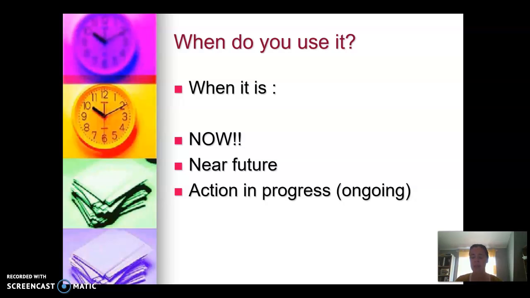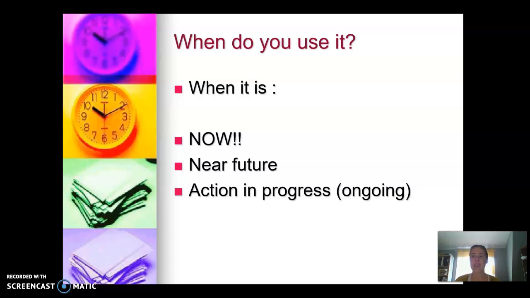Action in progress, that's the one that is a little more difficult to understand, but it's something that you're not doing usually, but is ongoing these days in your life. So for example, if I say I'm reading a really good book these days, it doesn't mean that at this minute I'm reading a book right now. It's just that these days in my life, currently, I'm reading a good book.